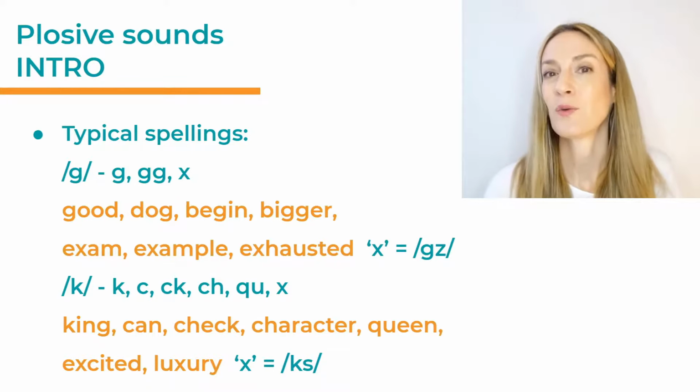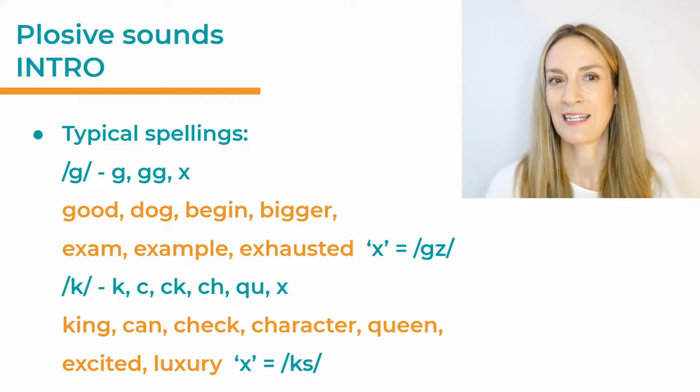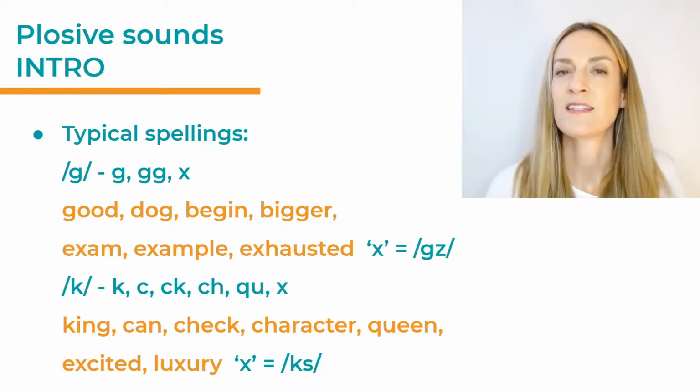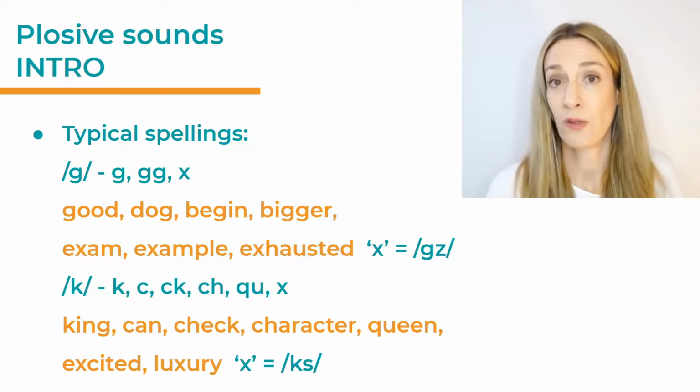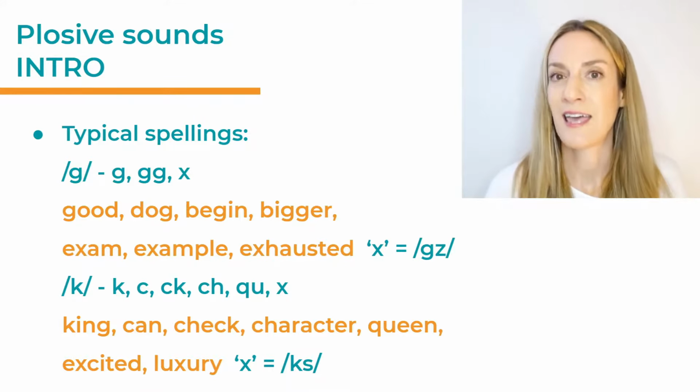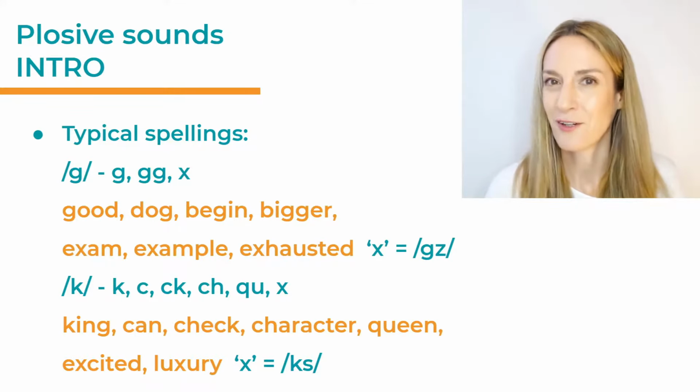But like I said, also sometimes we have words spelled with x and there is a gz sound in here for the x. For example, exam, example, exhausted. So here it's gz, both of them voiced, gz together, they represent the letter x. Exam, example, exhausted. Very good.